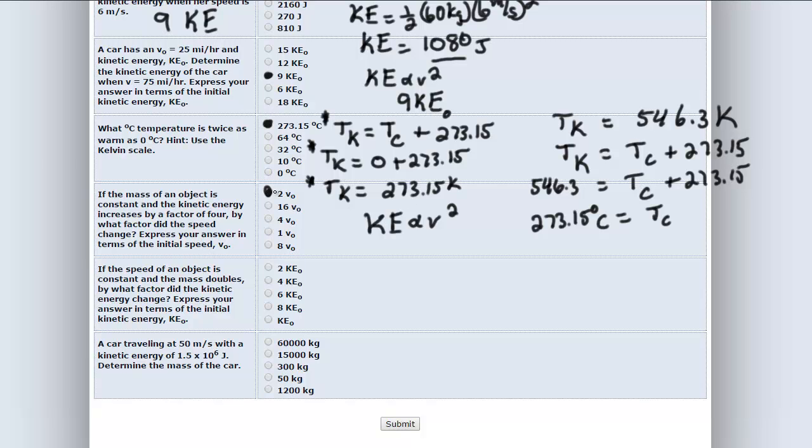If the speed of the object is constant, but the mass doubles, so let's look at that. Kinetic energy is equal to 1/2 mv squared. We want to leave the speed constant, but we're going to double the mass. How is the mass related to the kinetic energy? It's a direct proportion. So if the mass increases, the kinetic energy increases. If the mass decreases, the kinetic energy will decrease, by the same amount.